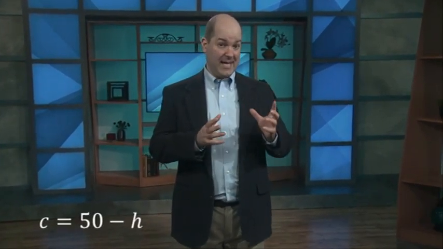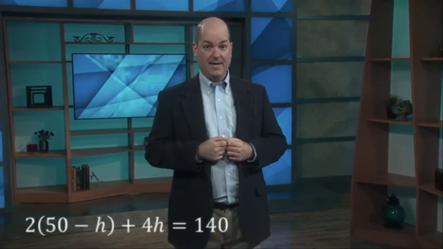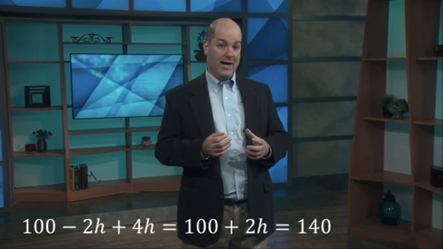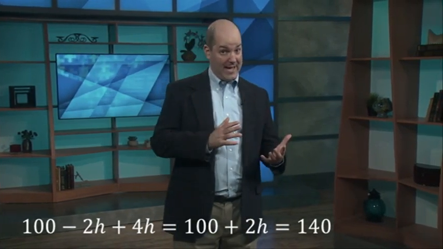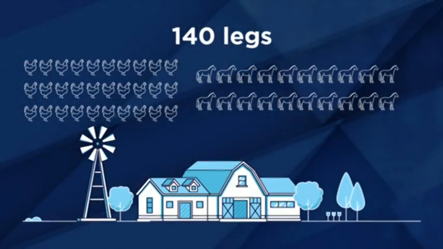We can now use standard algebra techniques to solve these 2 equations. The first equation tells us that C is equal to 50 minus H. We can substitute that into the second equation to get 2 times (50 minus H) plus 4H equals 140. And this equation simplifies to 100 minus 2H plus 4H, which of course is 100 plus 2H, and that's going to equal 140. And finally, this implies that 2H equals 40, and therefore that there are 20 horses. And if there are 20 horses, then there must also be 30 chickens.